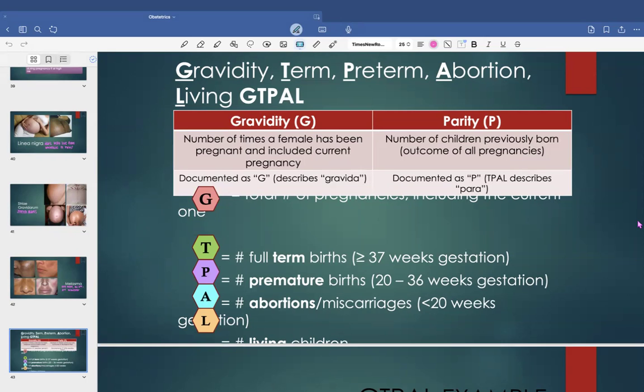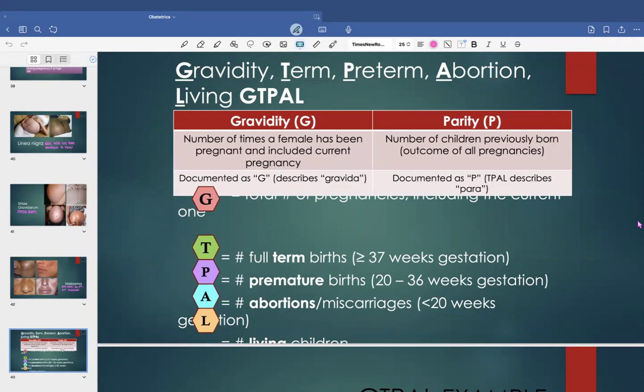Parity, or P, is the TPAL part. Some people just use the P, which is the number of children previously born, the outcome of all pregnancies. So it may just be G1P1 or G3P1. They may have lost 2 or had a miscarriage. But for some, they'll go through the entire GTPAL. The TPAL stands for different things.